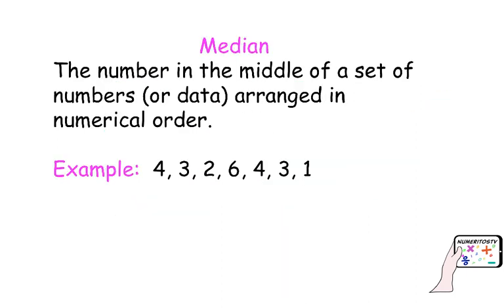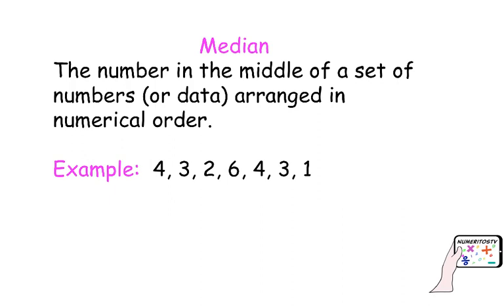What about the median? The median is the number in the middle of a set of numbers or data, but they need to be arranged in numerical order. So let's find the median of this set of numbers. The first thing that you need to do when finding the median is to arrange them from smallest to greatest or greatest to smallest. They need to be ordered by their values.